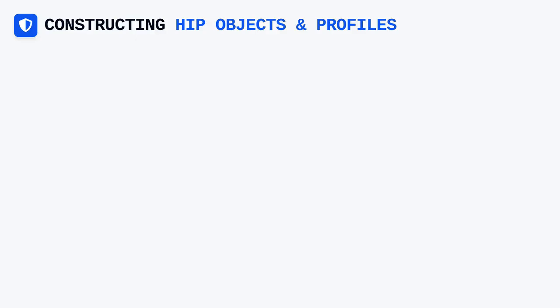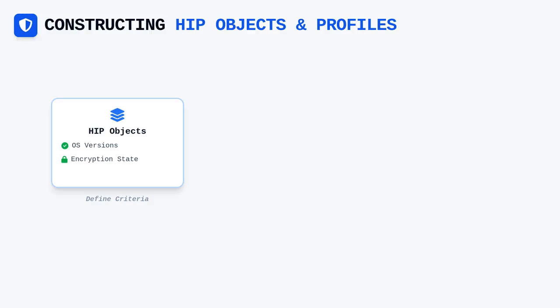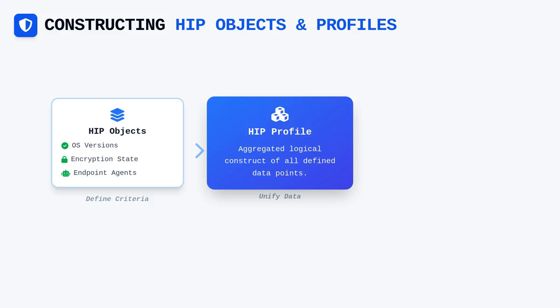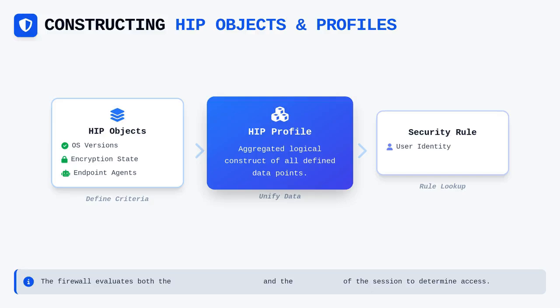Constructing a HIP object involves defining the criteria that constitute a compliant or non-compliant device. You might choose to create separate objects for OS versions, specific encryption states, or the presence of a required endpoint agent. Once these individual data points are defined, you aggregate them into a single, cohesive HIP profile. This profile acts as a logical construct that can be applied directly to a security rule within your policy base. When the firewall performs a rule lookup, it evaluates both the source user identity and the associated HIP status of that user's current session.